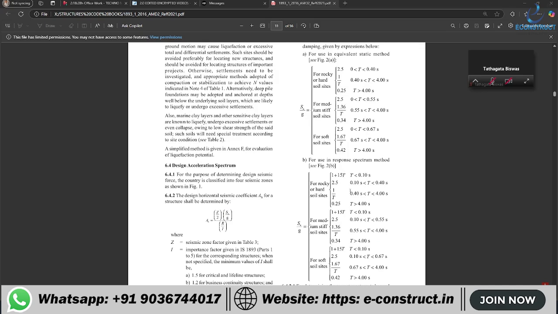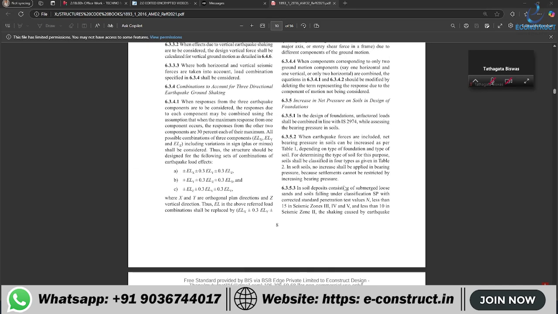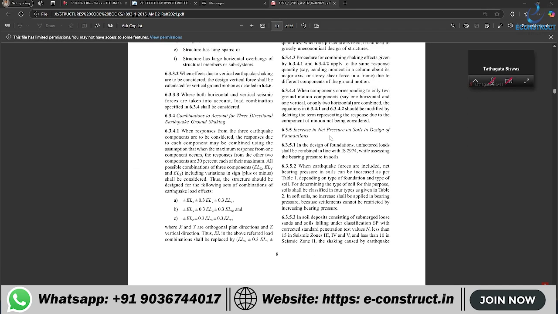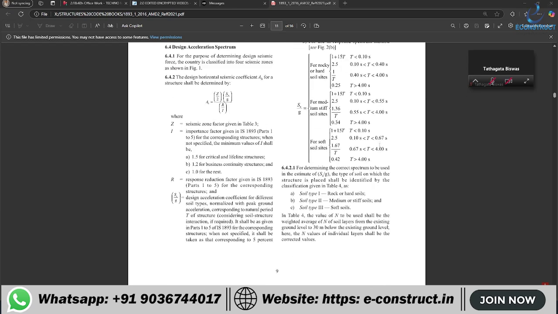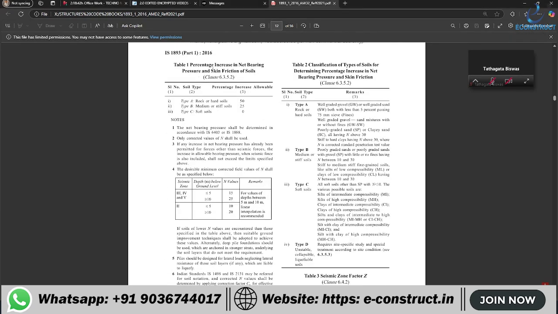Sir, can you please explain clause number 6.3.5? Increase in net pressure on soils in design of foundation. So it has been given already by a certain table. Yeah, so this is the one. Percentage increase in net bearing pressure and skin friction in soils. So for different kinds of soil type, you can increase a certain percentage of SBC. That has been prescribed by the code.